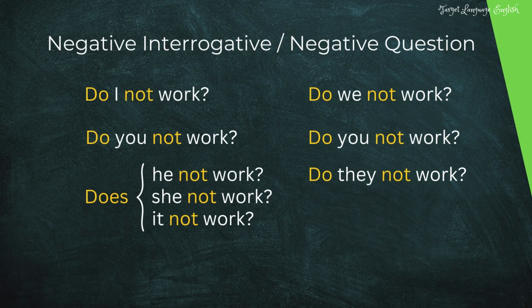It may be useful to mention the negative interrogative form or the negative question form. To form the negative interrogative, we start with the question and add the word not. Do I not work? Do you not work? Does he not work? Does she not work? Does it not work? Do we not work? Do you not work? Do they not work?